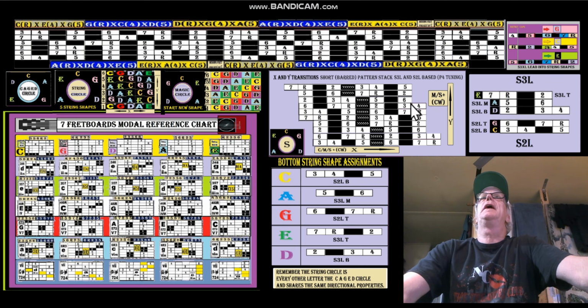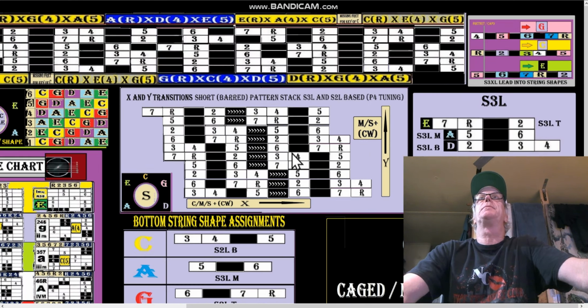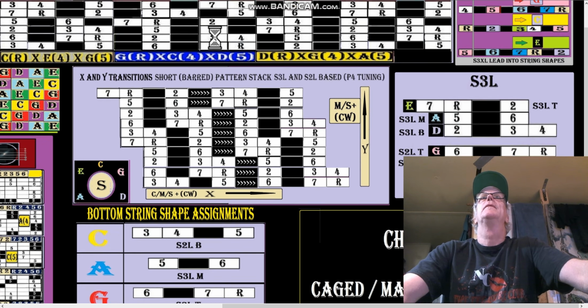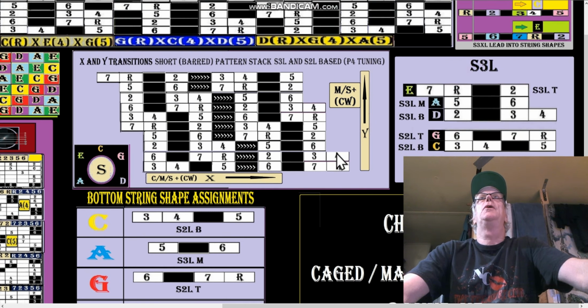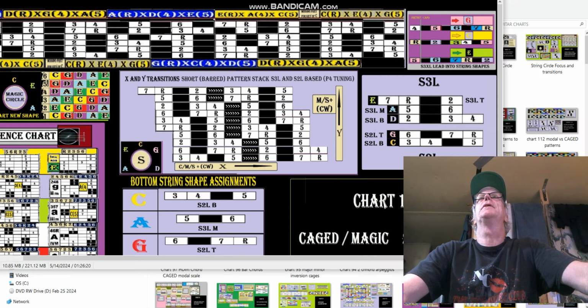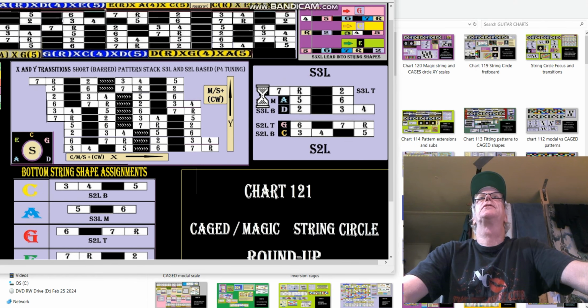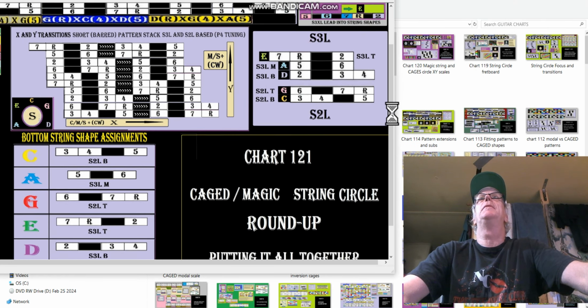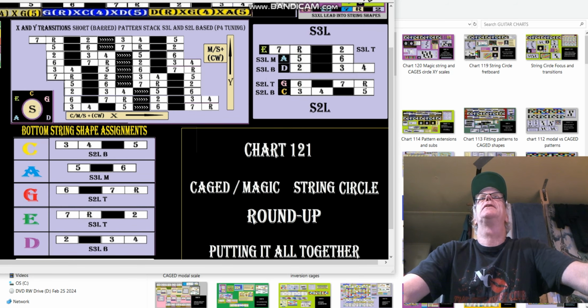So here I have that same concept explained, where we've got the increasing Y and increasing X. And we've got to make sure we see what chart we're doing, because magic circle, round up, putting it all together, okay.